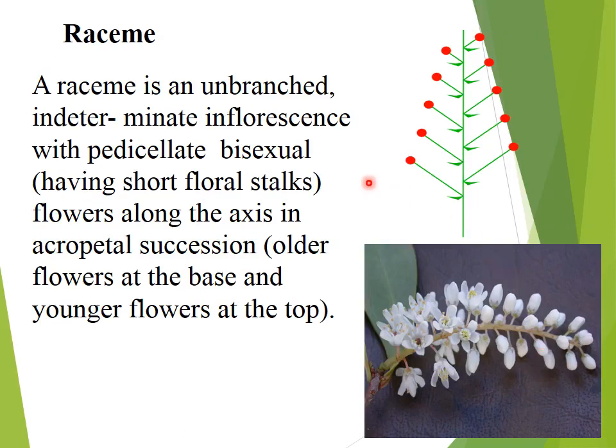Racemose raceme is an unbranched indeterminate inflorescence with pedicellate bisexual flowers along the axis in acropetal succession. Now this one is the main axis or the floral axis, and the flowers are present at the lateral branches, but the flowers are bisexual and they have a pedicel. Pedicellate and bisexual flowers are there in an acropetal succession, meaning the older flowers are towards the lower side and the younger ones are present towards the upper side.